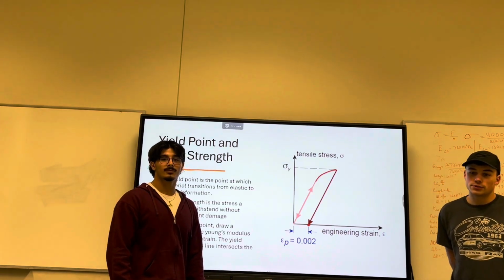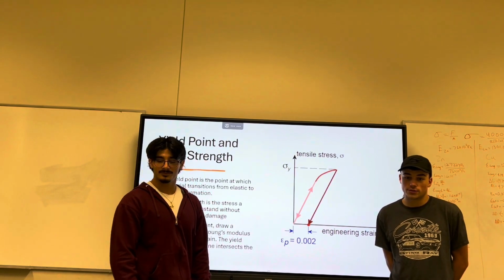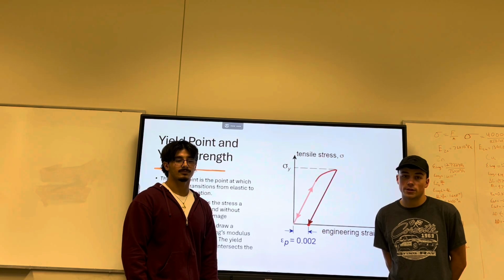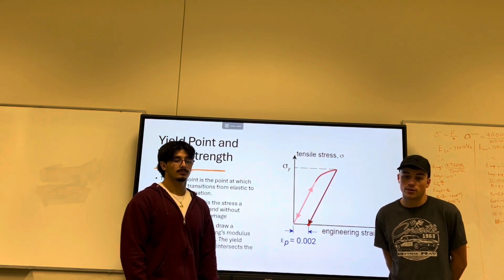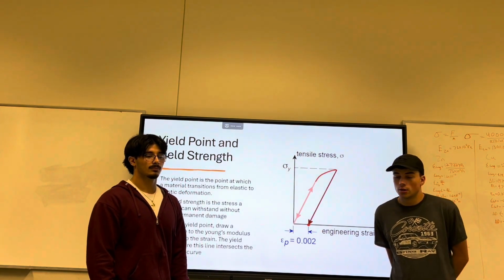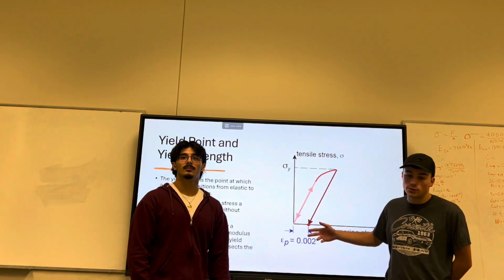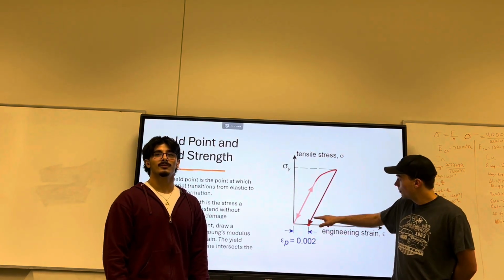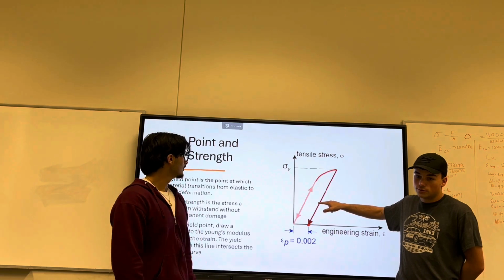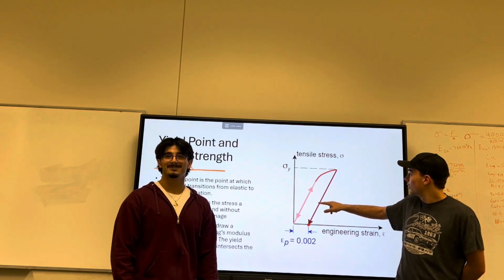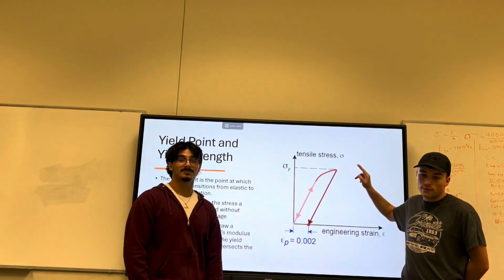So yield point and yield strength. The yield point is the point at which material transitions from elastic to plastic deformation. And the yield strength is the stress a material can withstand without taking permanent damage. So on this graph, we found epsilon 0.002 or 0.2%. And we drew a parallel line to the linear region, and the point where the line intersects the stress strain curve is the yield point.